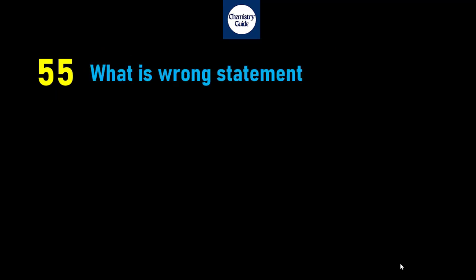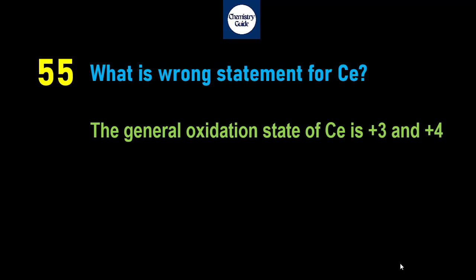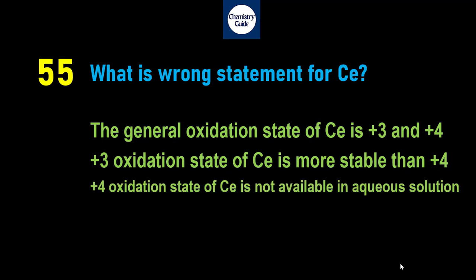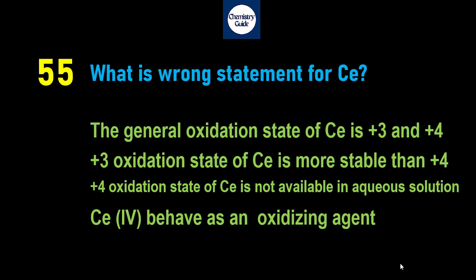MCQ number 55: what is the wrong statement for cerium? The general oxidation state of cerium is +3 and +4. The +3 oxidation state of cerium is more stable than +4. The +4 oxidation state of cerium is not available in aqueous solution. Cerium(IV) behaves as an oxidizing agent. So the wrong statement for cerium is: the general oxidation state of cerium is +3 and +4.